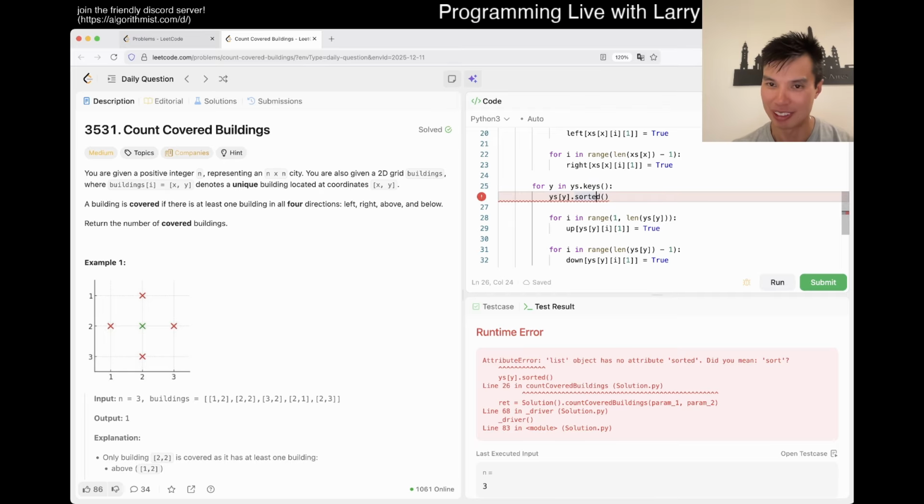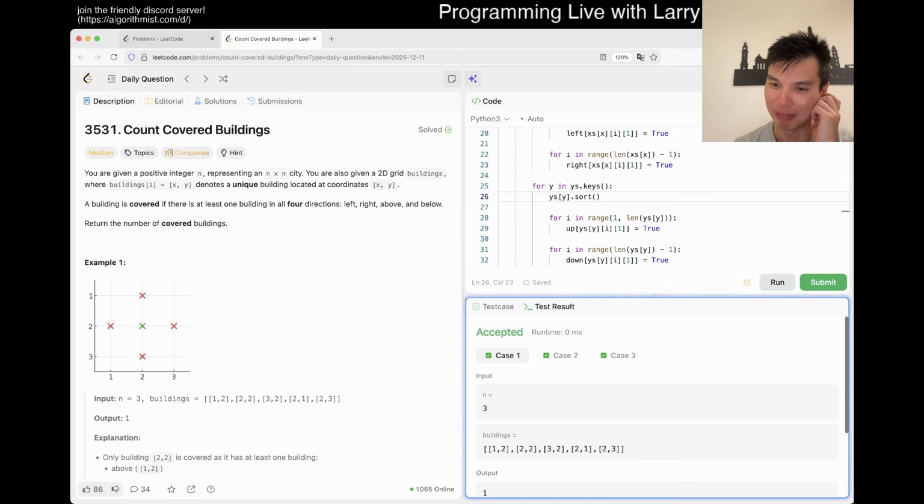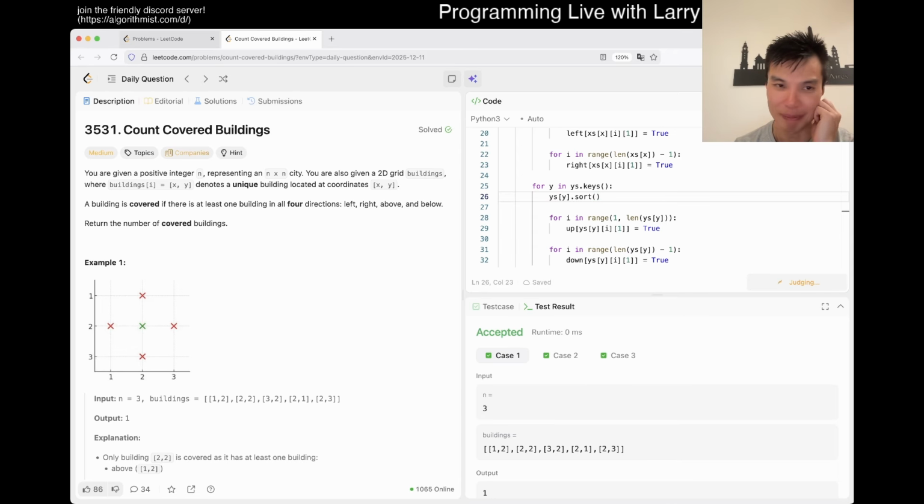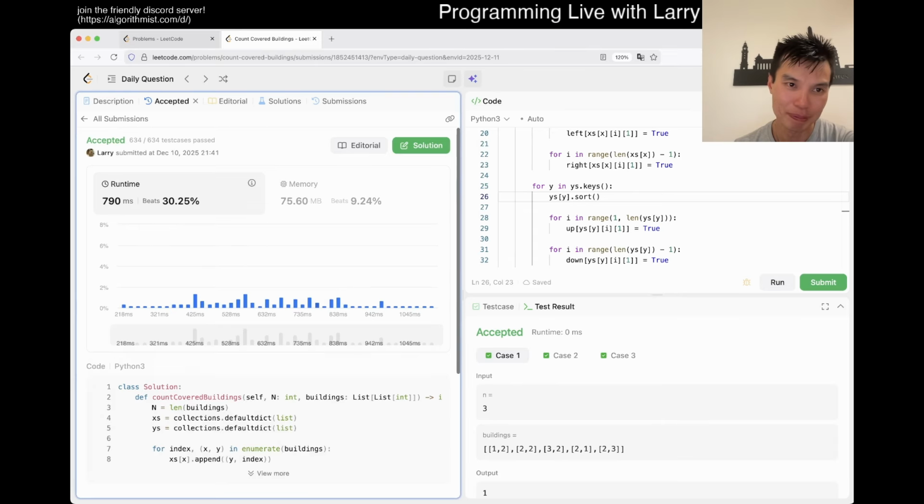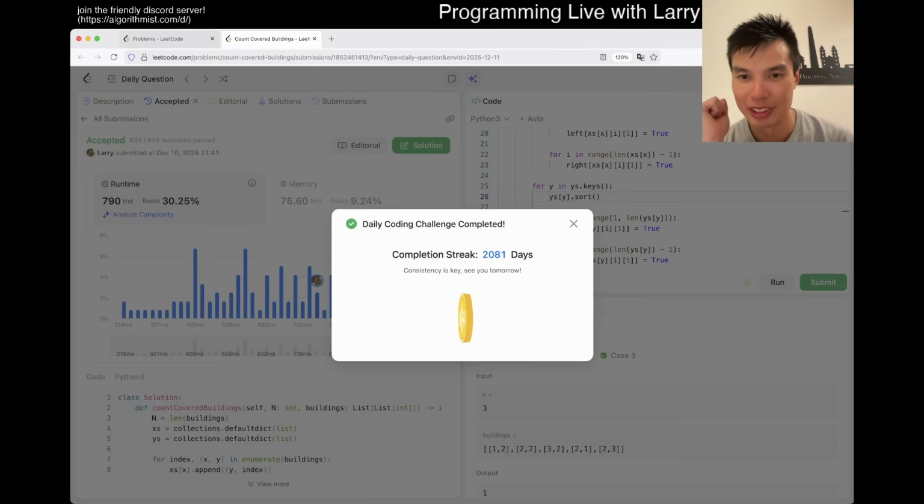Okay, I made the same mistake with x and y. This is why you don't copy and paste. But okay, looks okay. Let's give it a submit. Hopefully this is good. And yes, we are good.